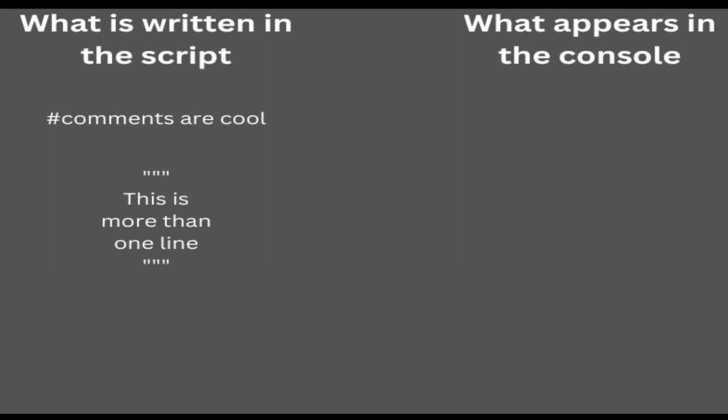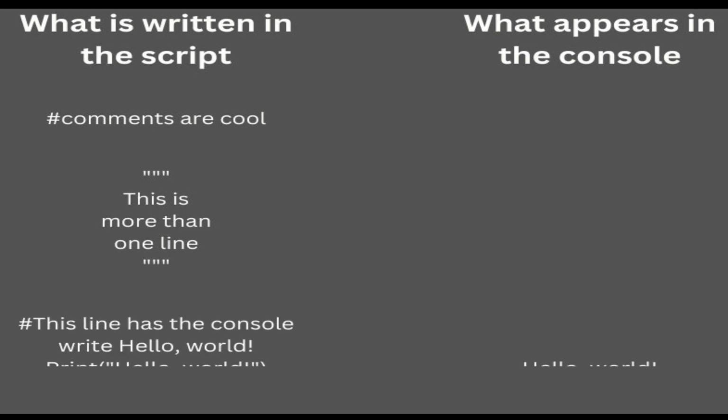Multiple line comments can be created using multiple hashtags, or adding 3 apostrophes above and below the lines used for comments. The bottom example shows how comments can be used to keep note of what each line of code does. On to the next part.